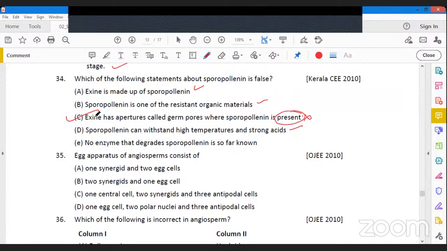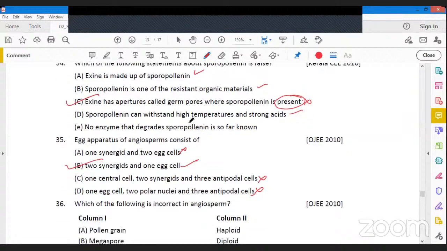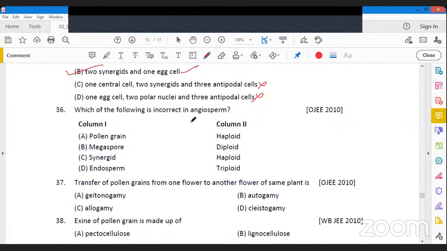Done. So 35th question. Egg apparatus of angiosperm consists of. So what does it consist of? Look. One synergid and two egg cells, wrong. It is actually two synergids and one egg. This is the correct one. One central cell, two synergids, wrong. One egg cell and two polar nuclei, wrong. That would be the full embryo sac. So the correct answer is two synergids and one egg cell.